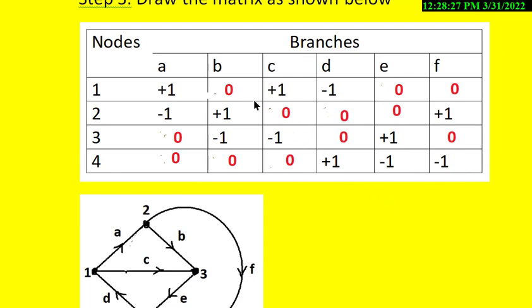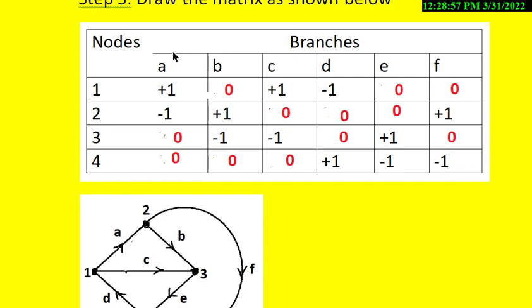So this incidence matrix represents the relation between the nodes and the branches, and their orientation, meaning current direction. Coming to the reduced incidence matrix, that is nothing but removing one of the rows from the incidence matrix, which will result in the reduced incidence matrix.